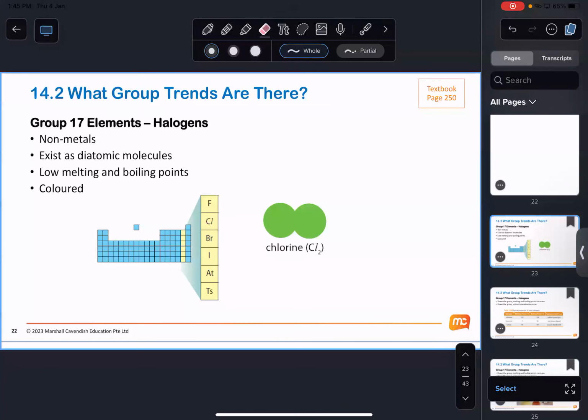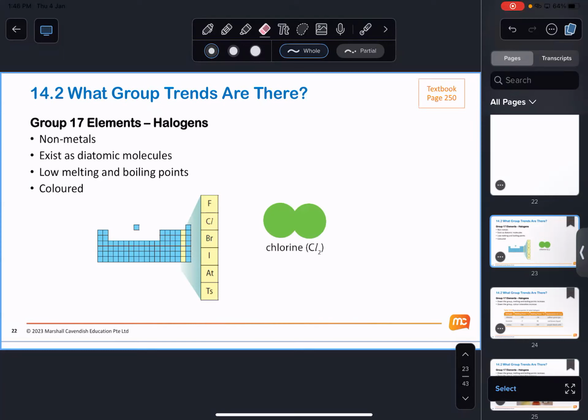7 valence electrons. So for example, chlorine, I'm only drawing the valence shell. 7 valence electrons. Is chlorine happy or not? Not happy. So you go and find a partner to share electrons with. Then now you have chlorine, Cl2. Same goes for F2, Br2, I2, At2 also, the whole of group 17. That's why there are diatomic molecules.